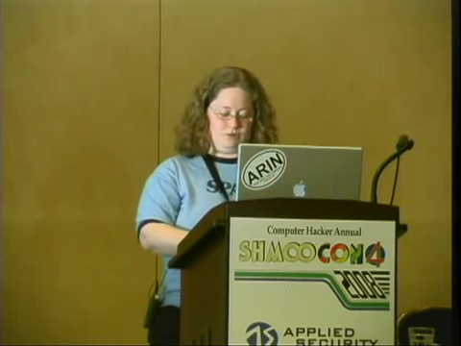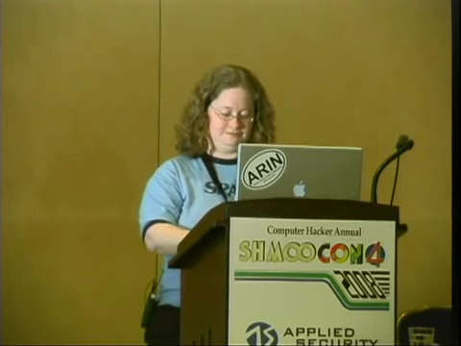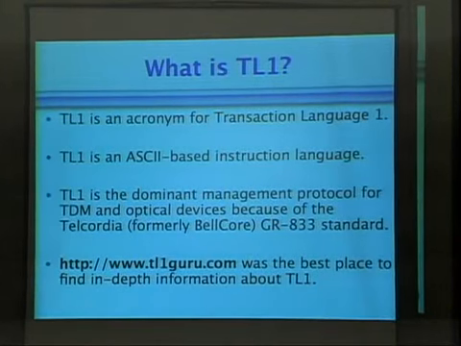So I thought to myself, why not learn TL1 to write a TL1 to SNMP proxy to put in an open source monitoring system. Thus I learned more about TL1 and its security features and flaws. So what is TL1? As I started looking for more information about TL1, I found everything I needed to know at www.tl1guru.com. TL1 is an ASCII-based instruction language that is used primarily to talk to telco muxes.